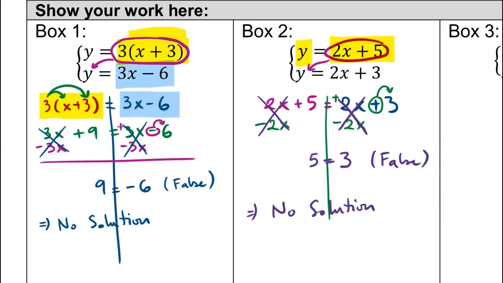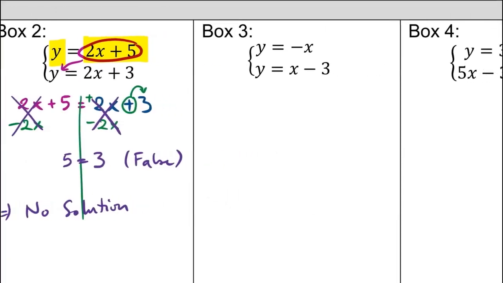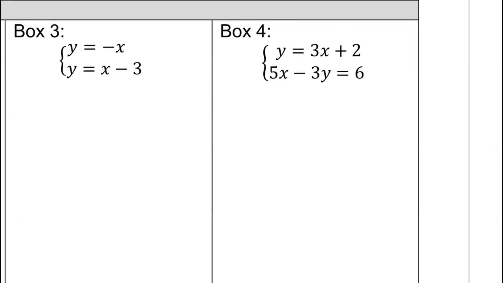Alright, we're going to look at the next problem, problem 3. Okay, I think by now you should know how to do it. My suggestion is to pause the video and try it out before you continue watching. Alright, so y equal to negative x. So we're going to plug this in place of y. That will give you negative x equal to x minus 3.